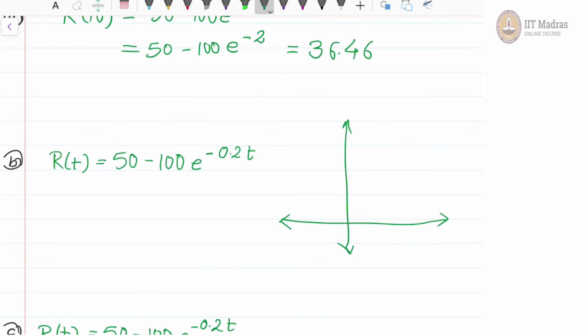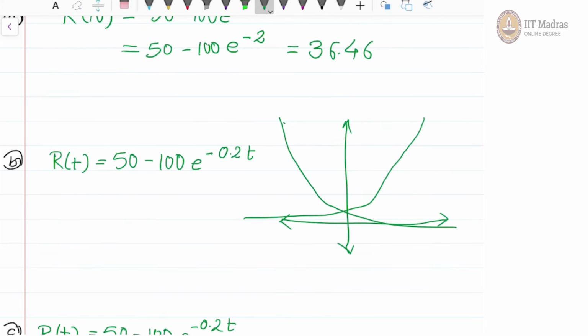f of x is equal to e raised to x has a graph of this form, roughly this form. Now when you are talking about minus x, you are actually taking a reflection of this graph along this axis, so that will give you a graph of this kind.